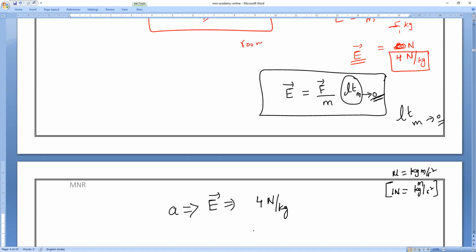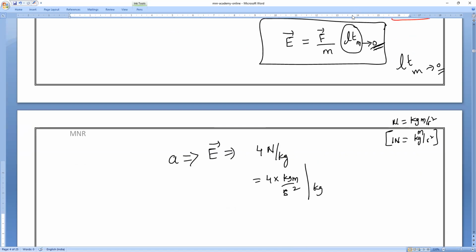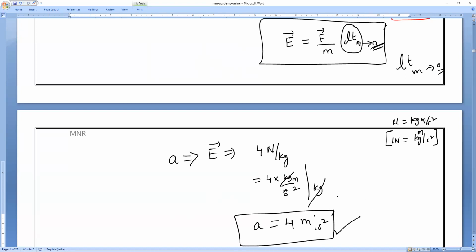Yes, I will repeat the Newton. So 4 into kilogram meter per second square per kilogram. What will happen, everybody? Kilogram will get cancelled. So what is the acceleration, everybody? Acceleration is 4 meter per second square. That is what you have to calculate. The strength of a gravitational field and the force of attraction, the acceleration between the two bodies, you can calculate in this way.